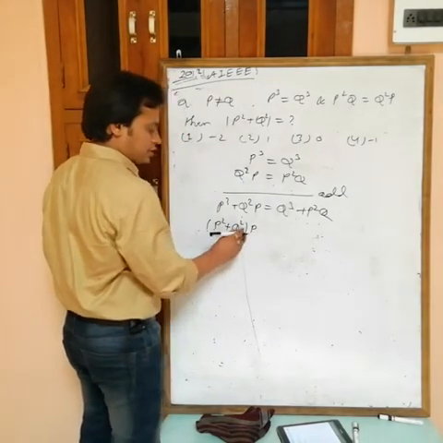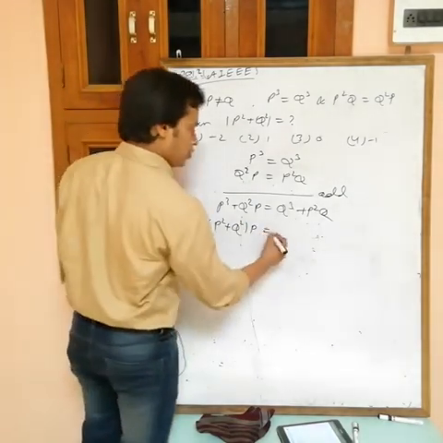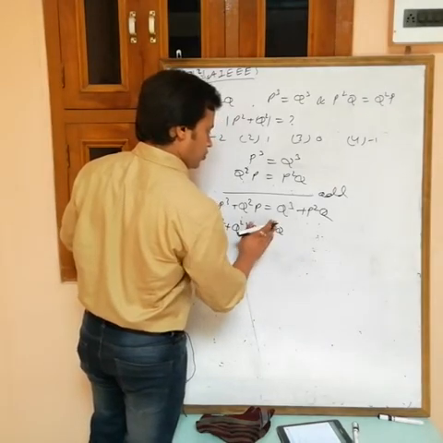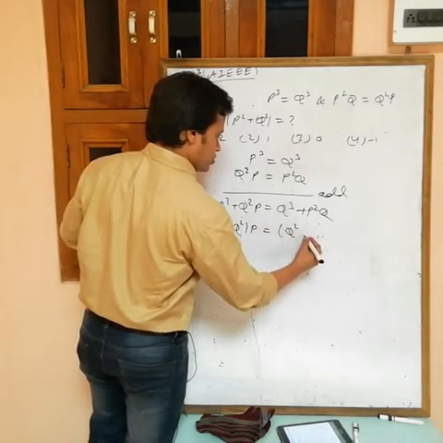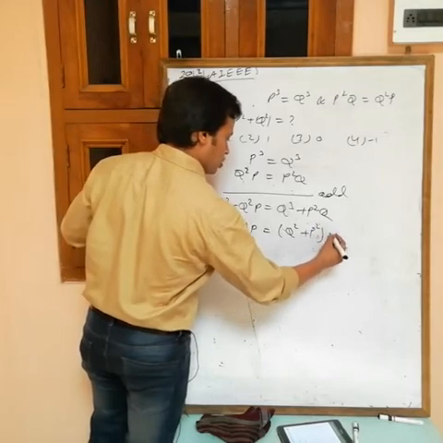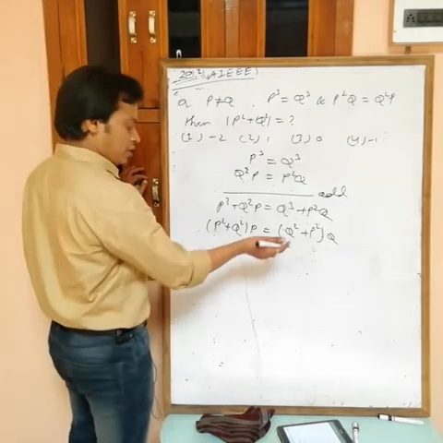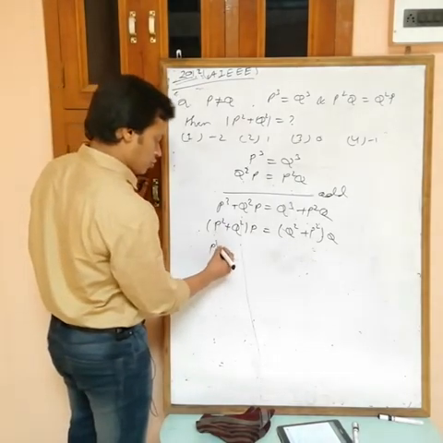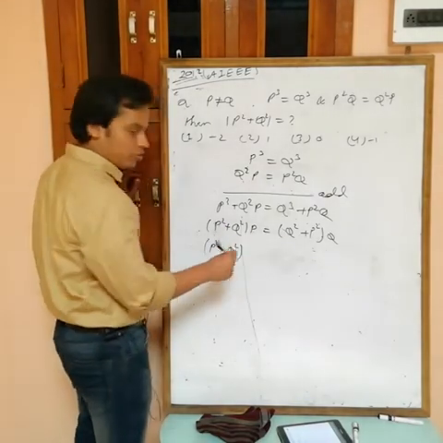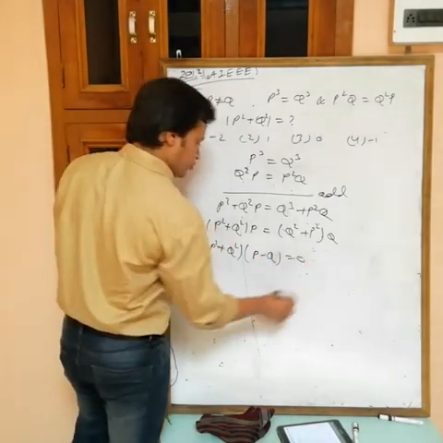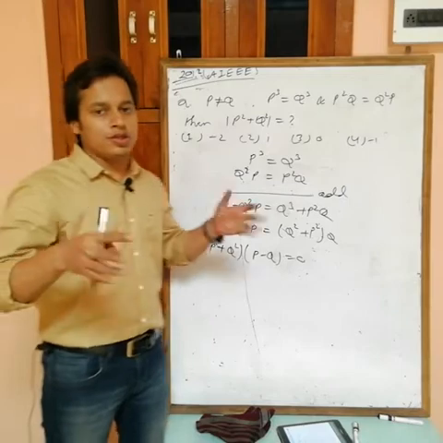P is at the back side, you can't write P at this side. Here take common Q. If you take common Q, then we get Q square plus P square into Q. Now take this one at this side. I can take common P square plus Q square, because P square plus Q square or Q square plus P square both are the same thing. We are getting P minus Q equals to 0. Now this product is a null matrix.